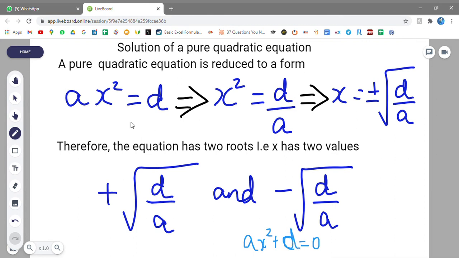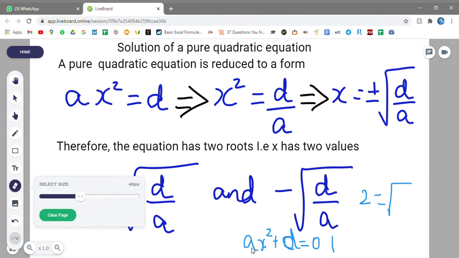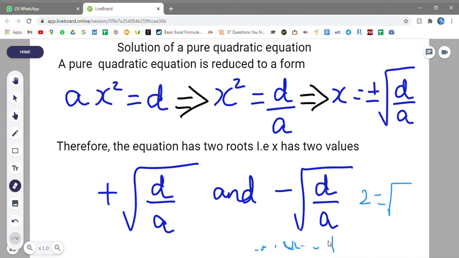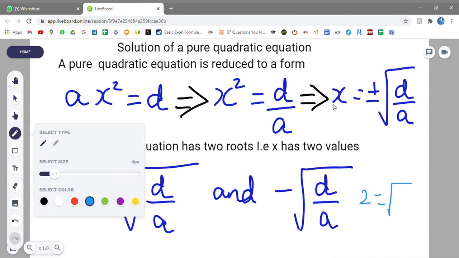Now I am going to change the side and take d to the other side. So a into x square is equal to d. Taking a below, x square is equal to d by a. Now the square on one side goes to the other side as a square root.